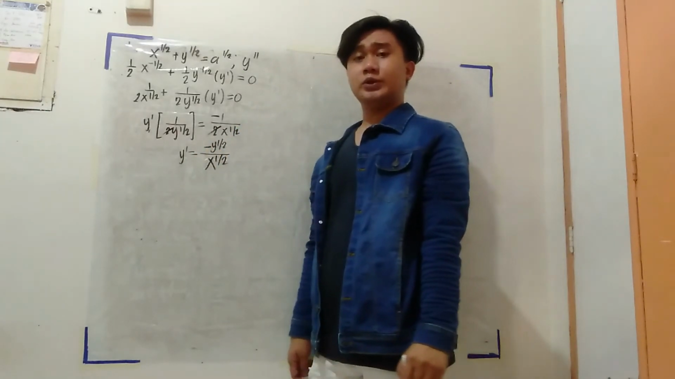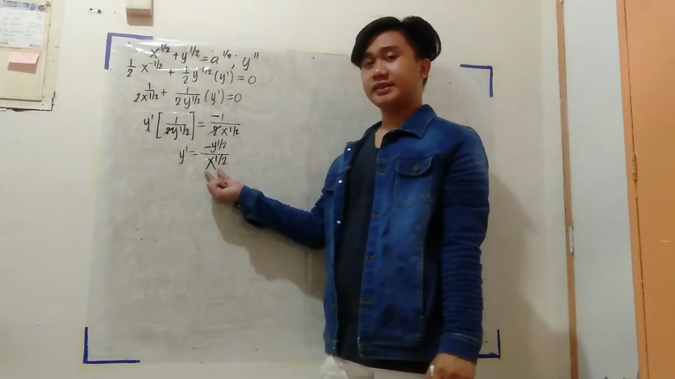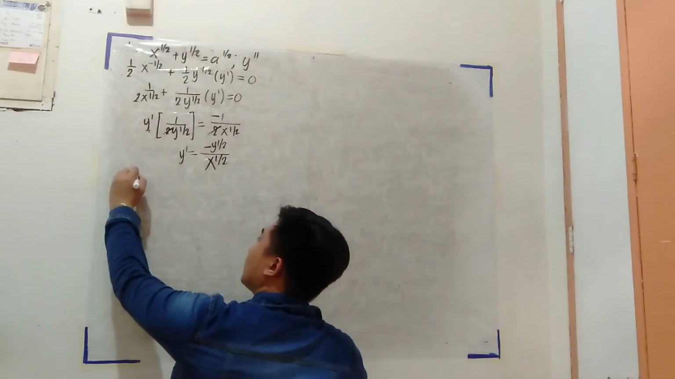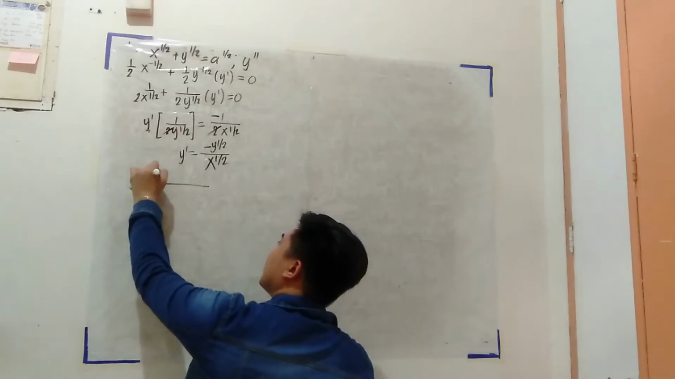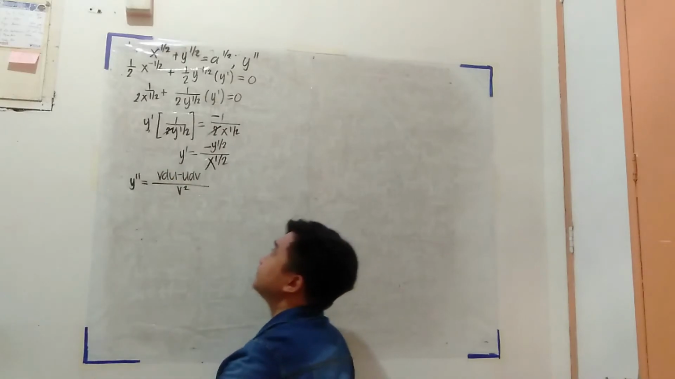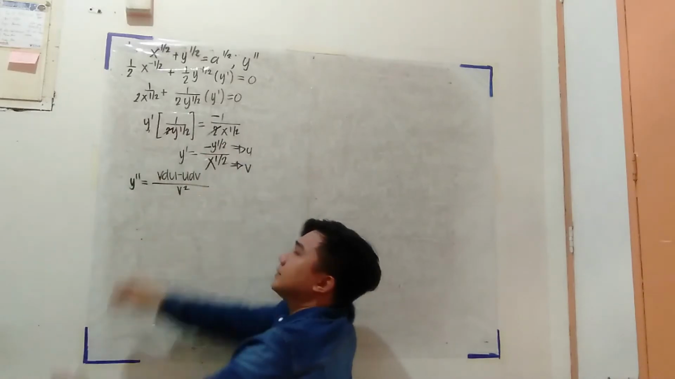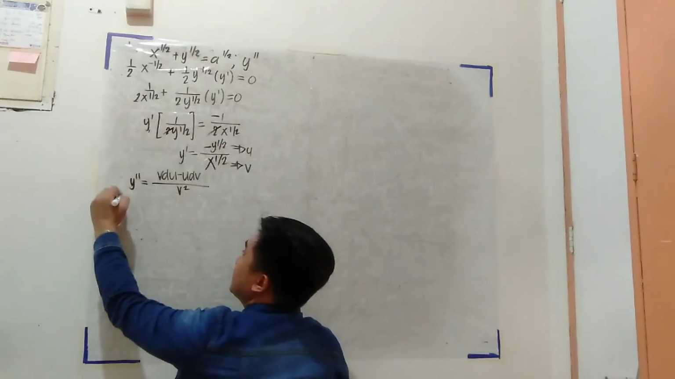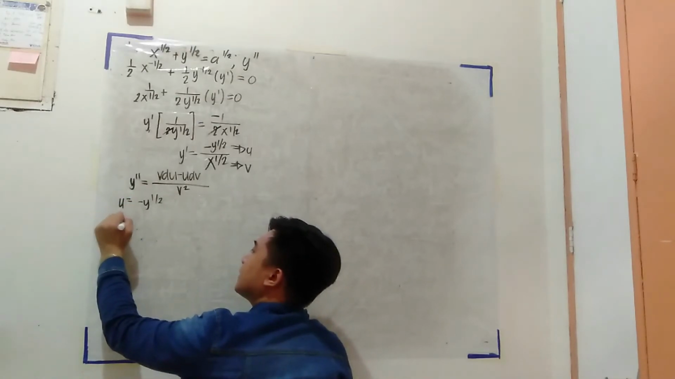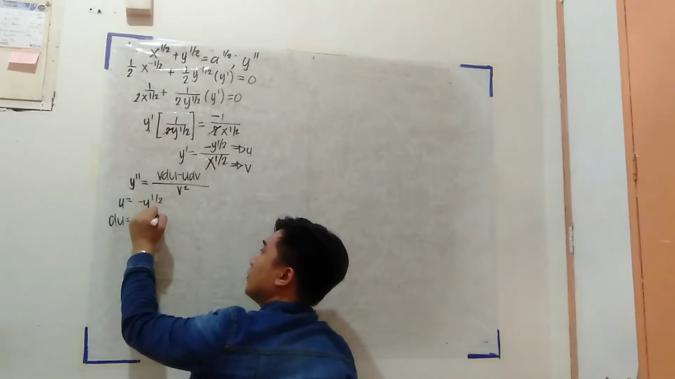Okay, in order to get the y double prime, let us observe the y prime first. You have a quotient. You have u over v. So, in order to find y double prime, that is equal to v du minus u dv all over v squared. So, this is u, this is v. Okay? So, u is negative y raised to 1 half, du is equal to negative 1 half, y raised to negative 1 half.